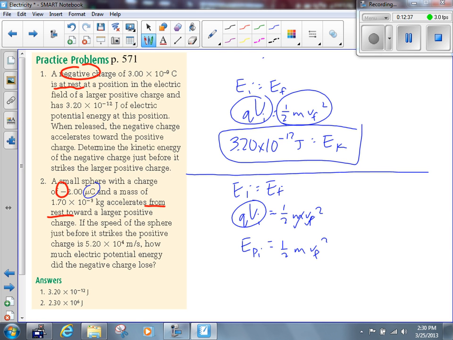So let's get the initial potential energy. Let's get the initial potential energy not by multiplying Q times V. Let's get the initial potential energy by multiplying 1/2 mv squared, getting the final kinetic, and then setting the final kinetic equal to the initial potential. When we do the math on that one, I think it works out to be 2.30 times 10 to the 6. Is that okay?